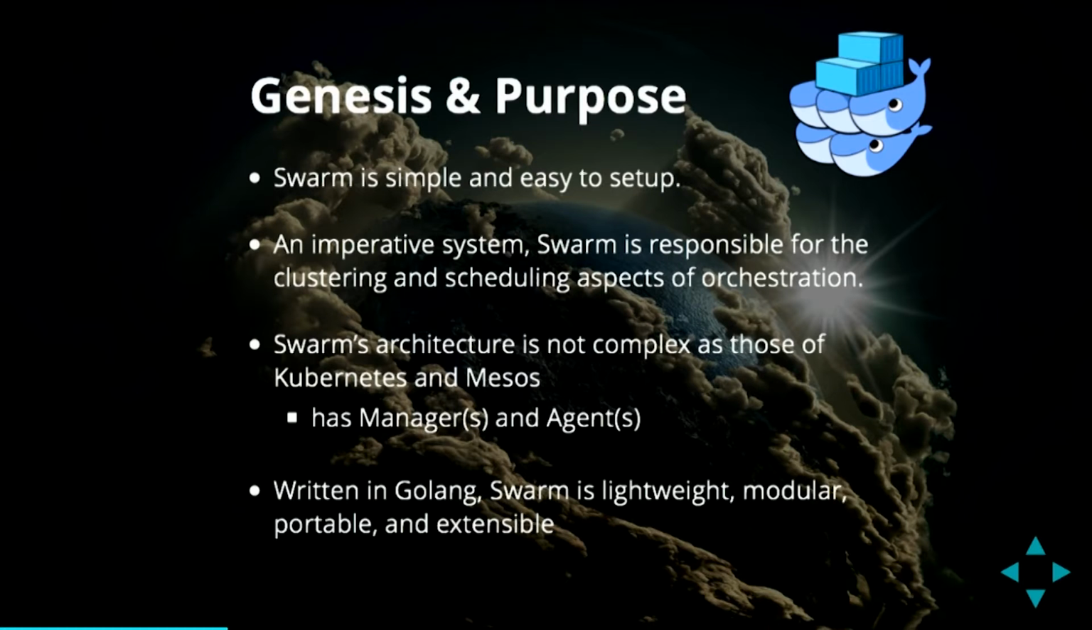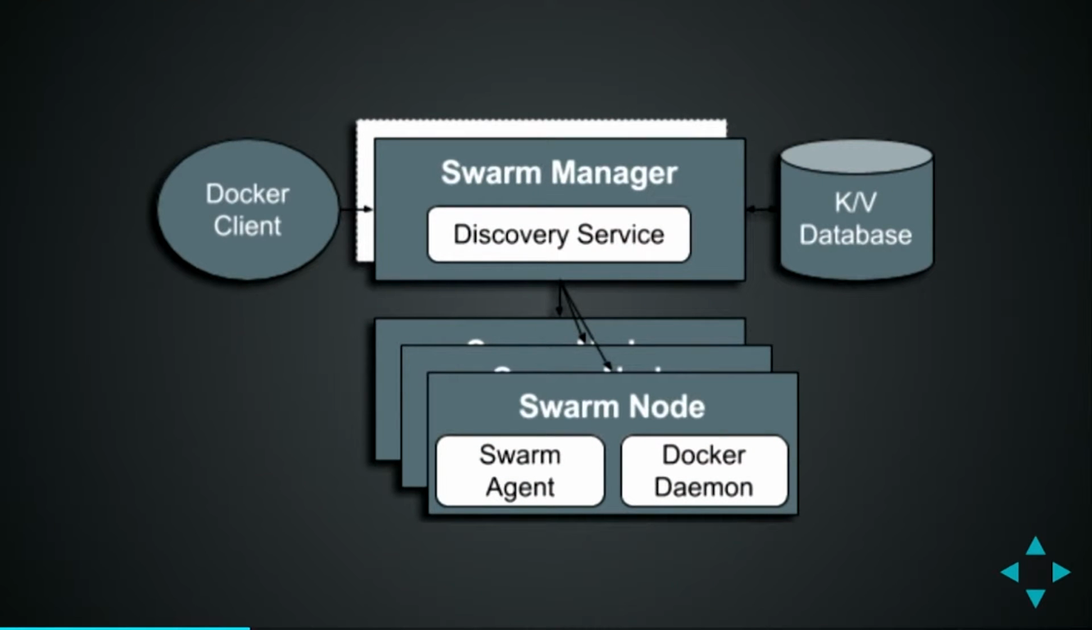Swarm is the component within Docker's suite of software that's responsible for scheduling and orchestration. To the extent that Swarm is simple and easy to set up, you might expect that, relative to other container orchestrators, its architecture isn't as complex. That's kind of a natural conclusion. Swarm has a couple of entities, more than a couple, but some are managers and agents. The managers are responsible for scheduling the workload on agents. In small deployments, you can have a manager and agent on the same host. Swarm has been written in Go, much like the rest of the Docker suite. It's lightweight, modular, portable, extensible.